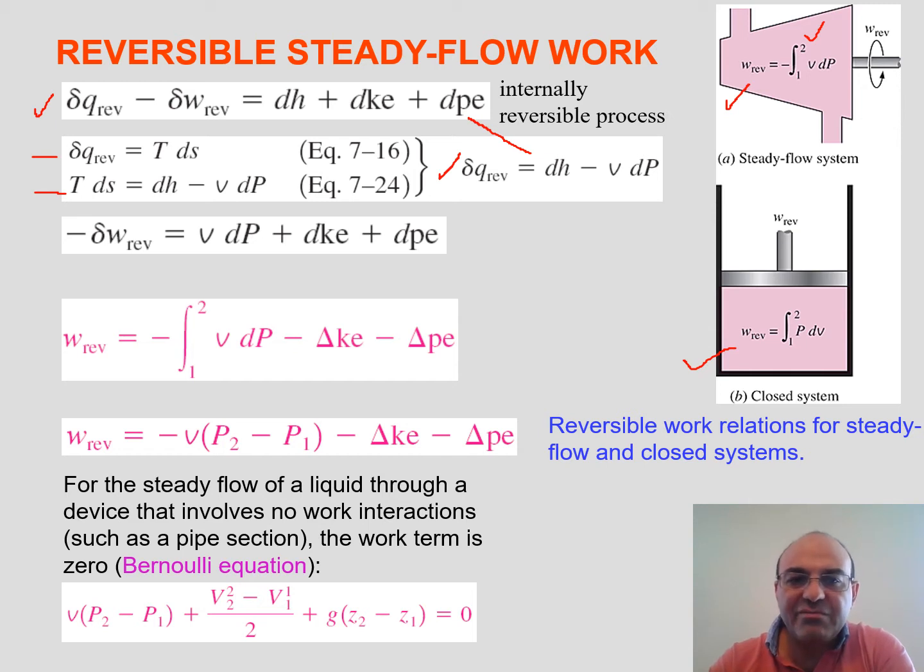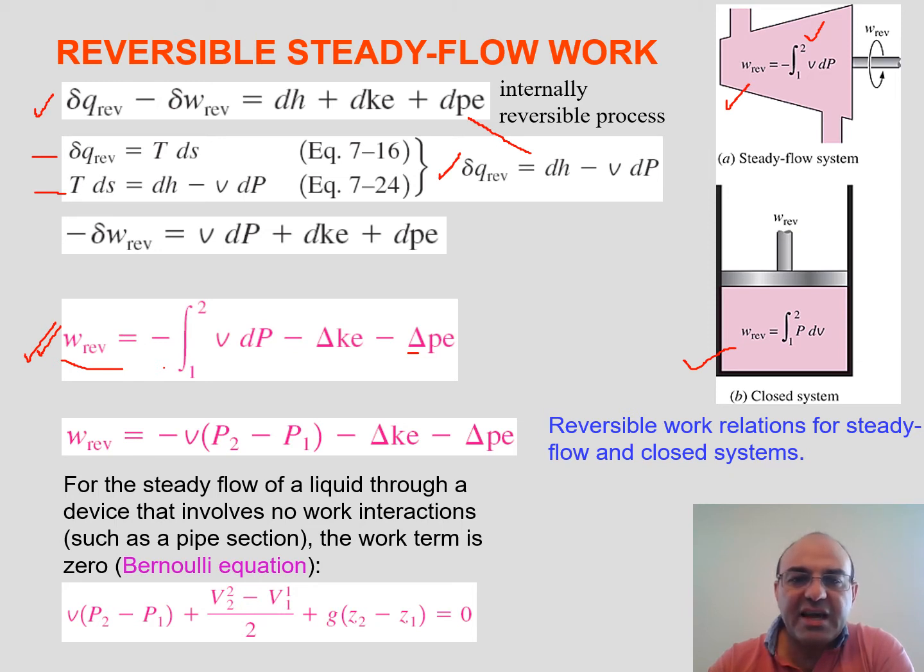So dH will cancel out from both sides, and then if we rearrange the terms, we will see that W reversible is equal to minus VdP minus delta kinetic energy minus delta potential energy. If we integrate, then the total work per unit mass is equal to the integral of minus VdP minus delta kinetic energy minus delta potential energy. This uppercase delta means the integral of the lowercase delta, for instance for potential energy or kinetic energy. So, all right, now this is the general form of the equation for the reversible work on a steady flow device.